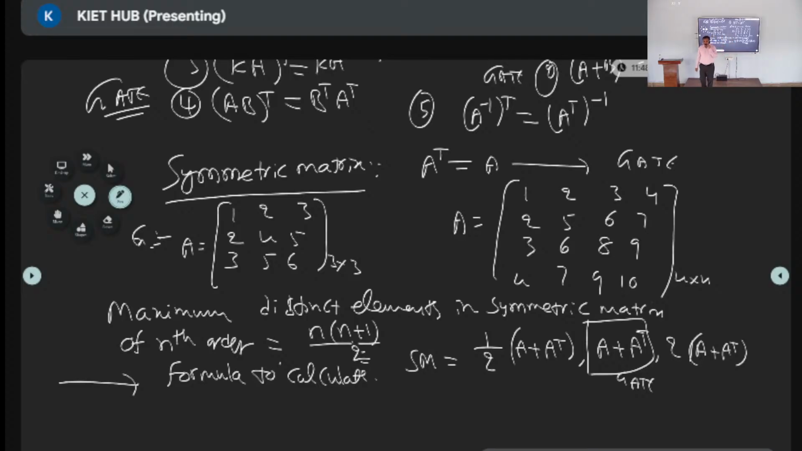What example did they ask you, amma? A plus A transpose represents what type of matrix? Symmetric. That's the previous GATE question. Yes. Okay. Let us take one example to calculate the symmetric matrix.